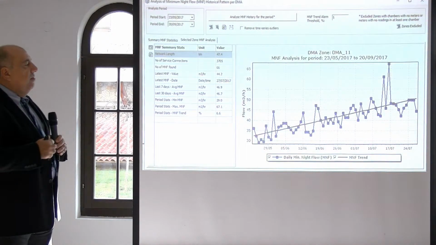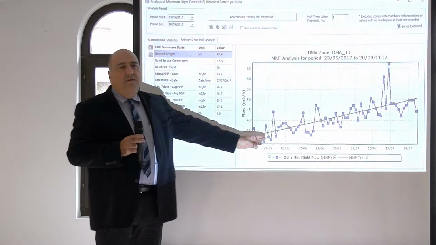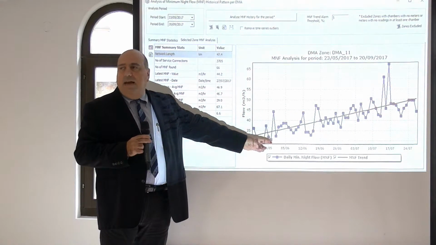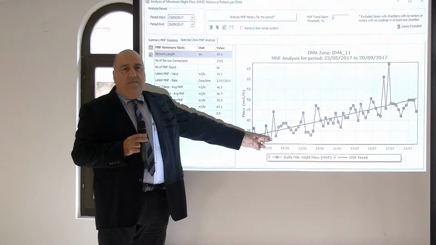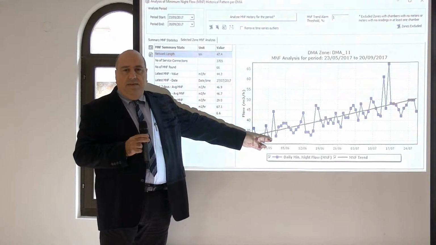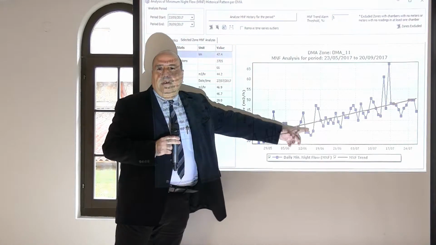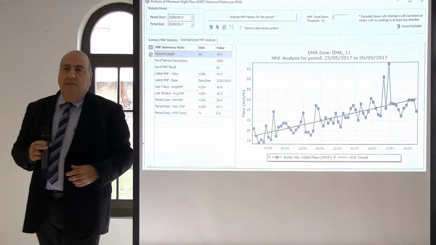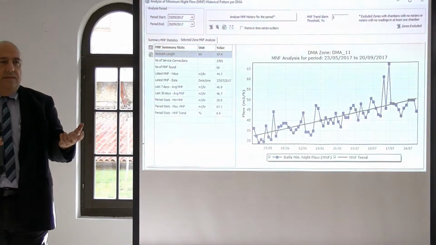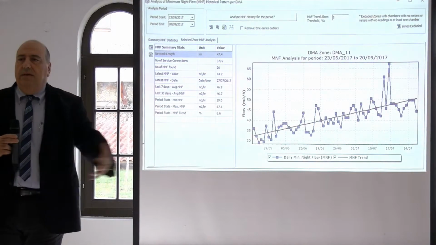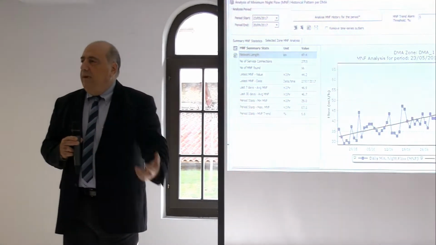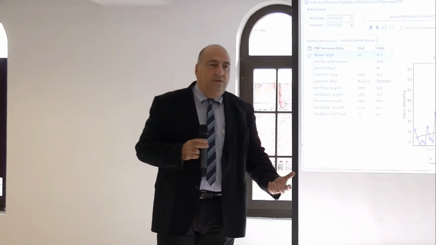This is an example of a zone where the system sounds an alarm because the MNF is going up, straight from the telemetry system. These are the daily MNFs from this zone. This is called active leakage. This is the heart of active leakage, that you have a system based either on telemetry in the important zones where you can monitor and see how the losses are progressing on a daily basis.